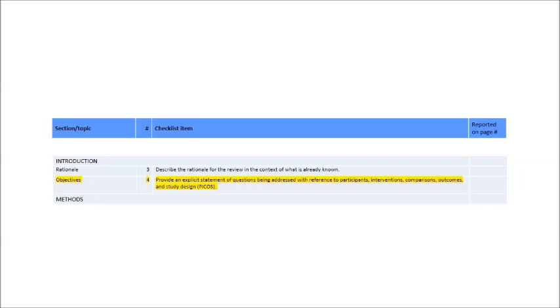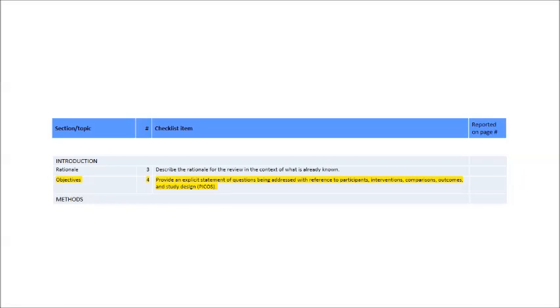The PRISMA checklist refers to the purpose statement as the objective. It is included in the introduction of the manuscript and often comes after the rationale, right before the methods. The PRISMA guidelines expect that the objective is an explicit statement of the question or questions being addressed with reference to participants, interventions, comparisons, outcomes, and study designs.